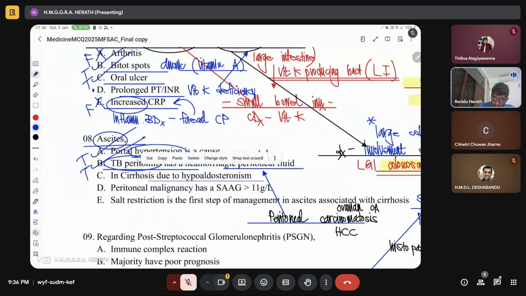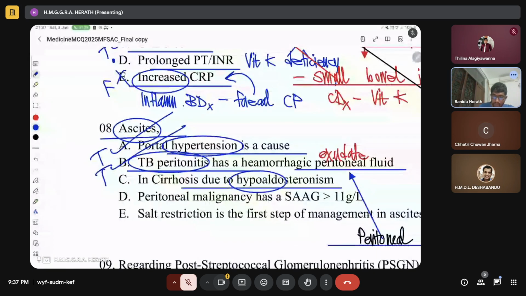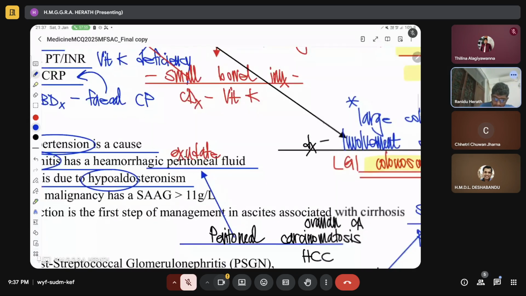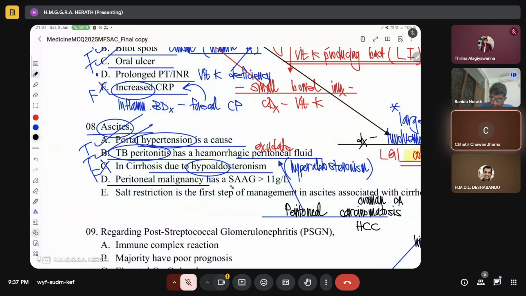Cirrhosis is due to hypoaldosteronism. True or false? Oh, hyperaldosteronism. Why? There has to be a reason, no? It's due to hyperaldosteronism. Why? Because in cirrhosis, the liver is the place where aldosterone is removed. So the liver is diseased in cirrhosis, and because of that, the aldosterone levels accumulate in the body. Understood?